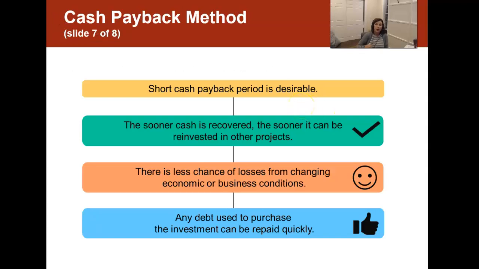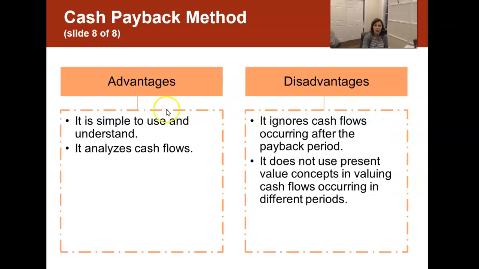So we will always give preferable treatment to projects that will get us our money back more quickly, because then we can turn that around and invest that in other projects. Plus, there's less risk of loss. Certainly the longer your money is out there, the more chance that something could go wrong and you wouldn't get your money back. And if we had to borrow money to buy this piece of equipment, the more quickly we pay down that loan, the less interest expense we're going to have on this project.